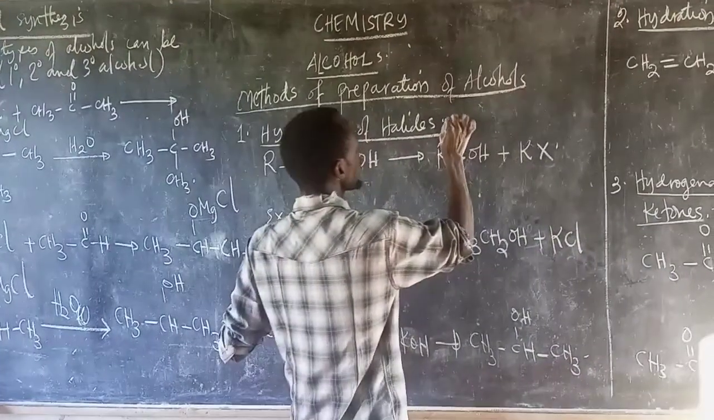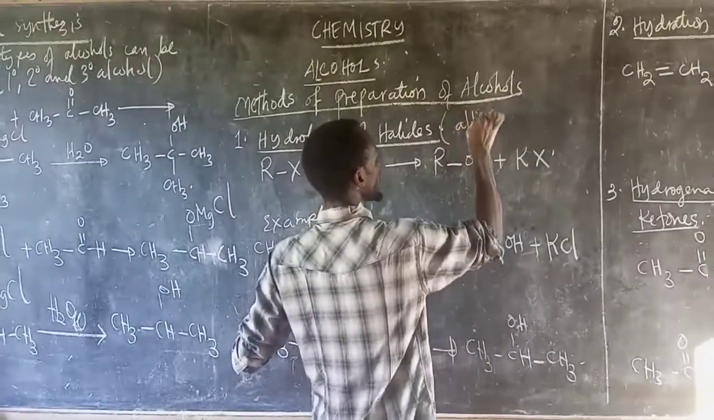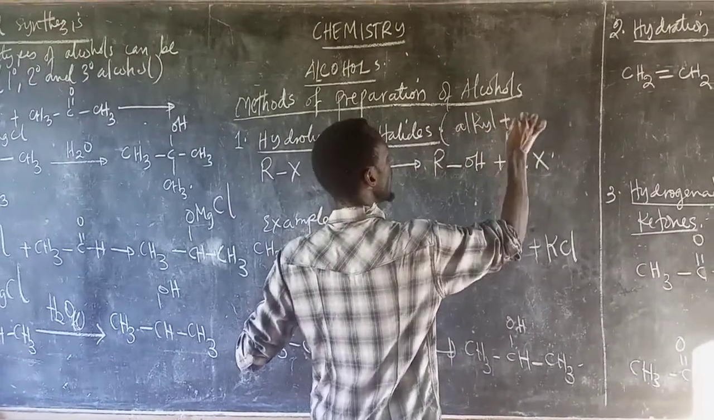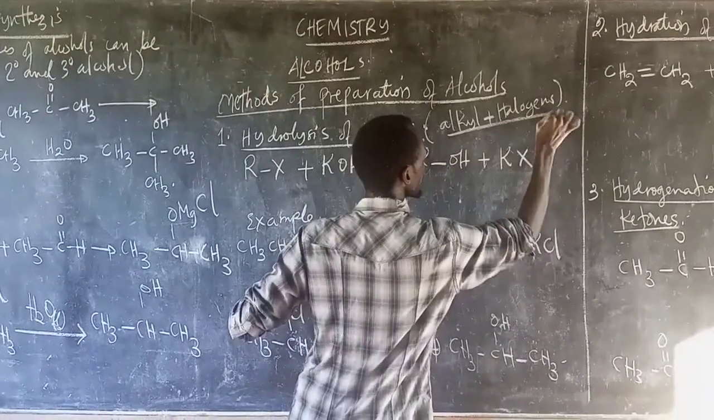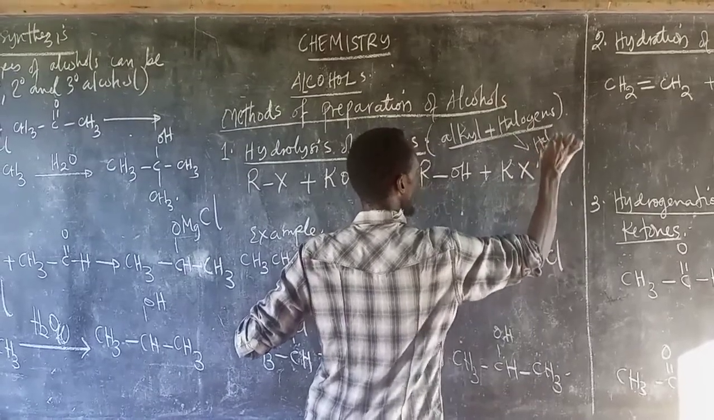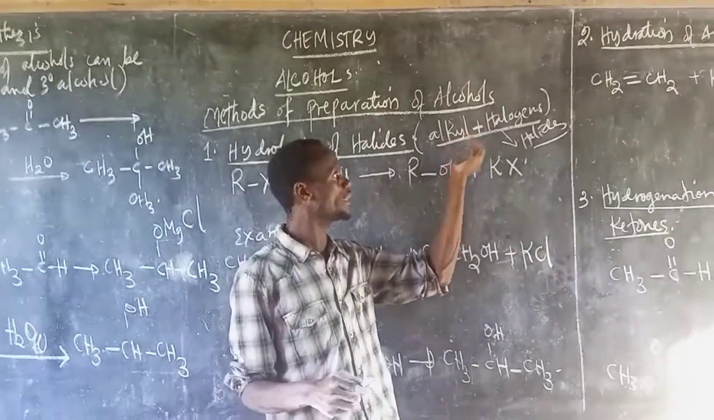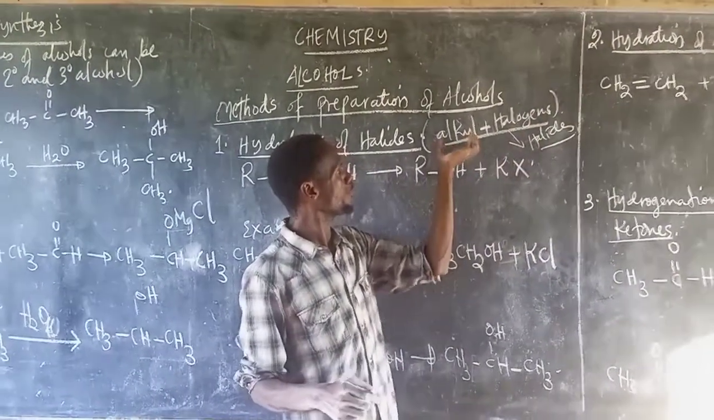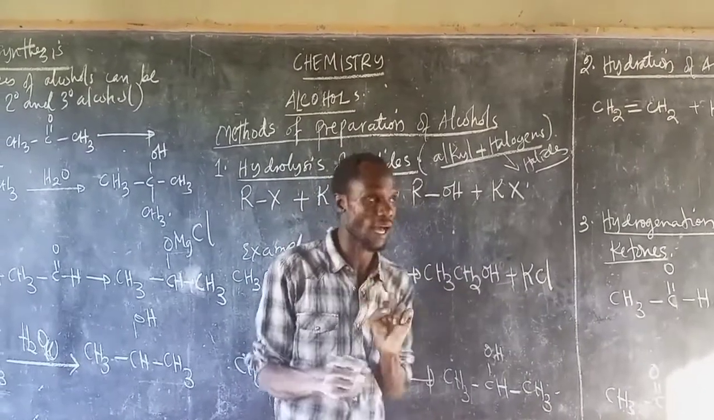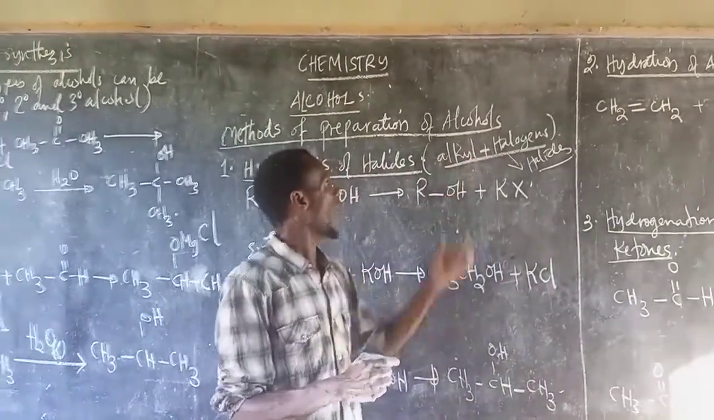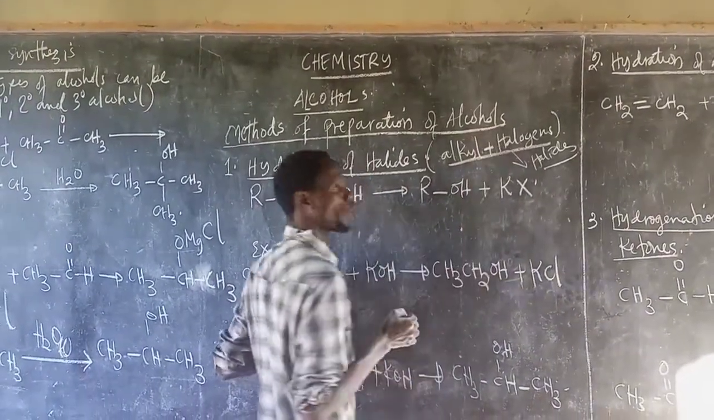Halides: if you come to the definition of halides, they are the combination of an alkyl with a halogen. Halides are formed once you have the combination of the alkyl and halogens. Referring back, we said an alkyl is an alkane with one hydrogen less. Manake alkyl inapungukiwa hydrogen moja kutoka kwenye alkane.